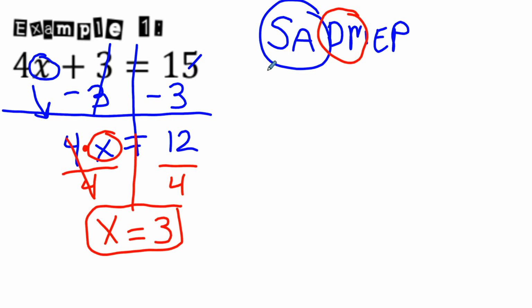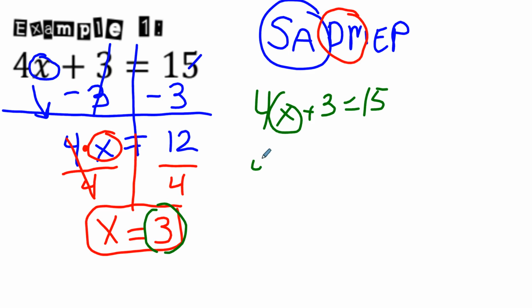One cool part with solving equations is you can actually always check your answer. So my original problem was 4x plus 3 equals 15. So I said x equals 3. So I can go ahead and take this, and I can substitute in 3 anywhere that I have an x. And then I continue to do the math to check my work.